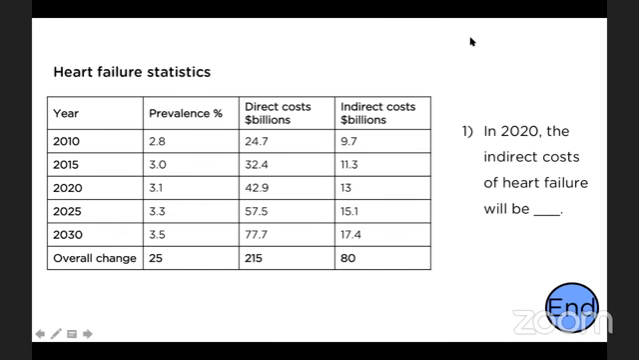Cool. How did you go with that one? Nice. Looking good. Okay, this is a little bit tricky, actually. You could have written a few different things here. Let me annotate on the screen. I'm pretty sure I can draw here. Okay, cool. So you could have written 13. You could have written $13 billion.